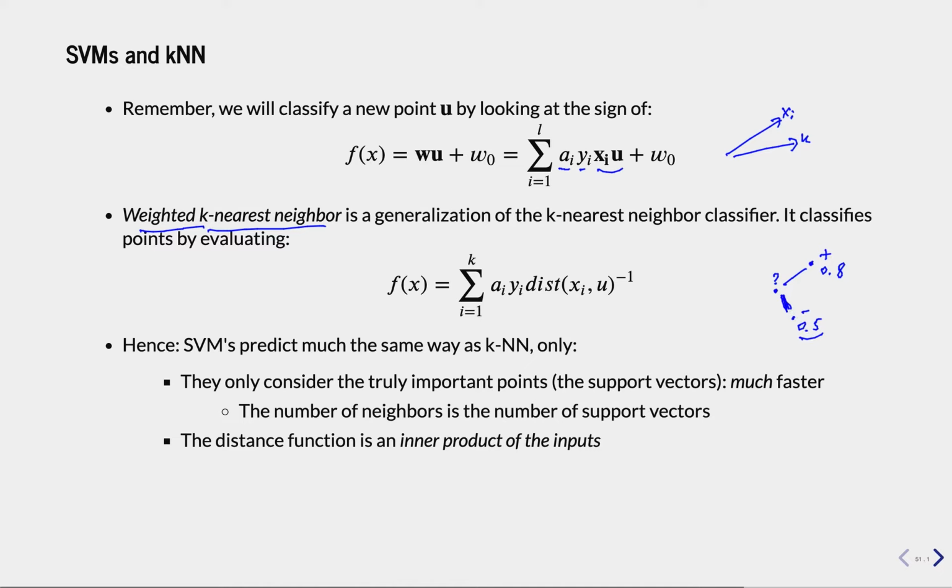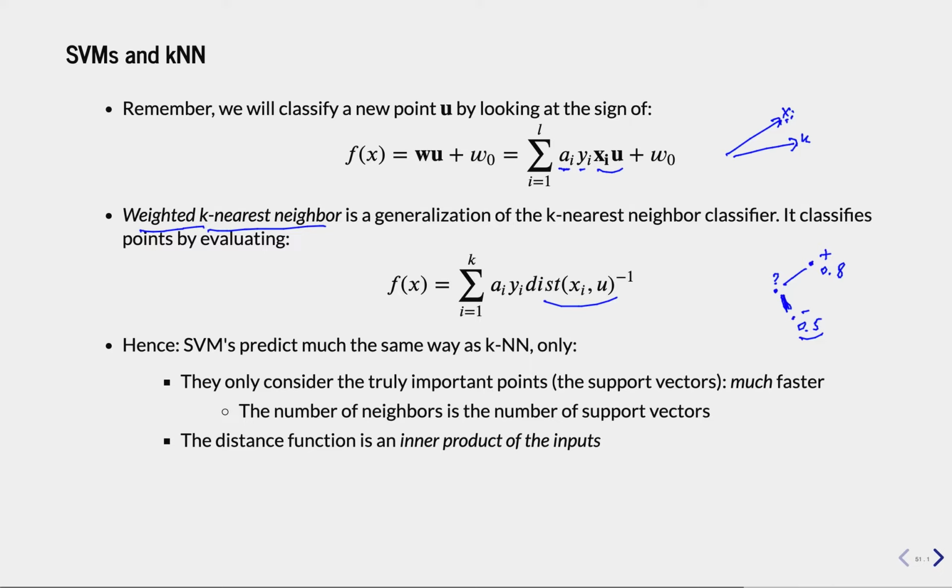So if they're very close by, they have more influence. If they're far away, they have less influence. Right? So this is by using some similarity function or some inverse distance function. This does the same thing. The dot product tells us how similar those two points are, how close they are, and again, weighted by the weight of that point i.